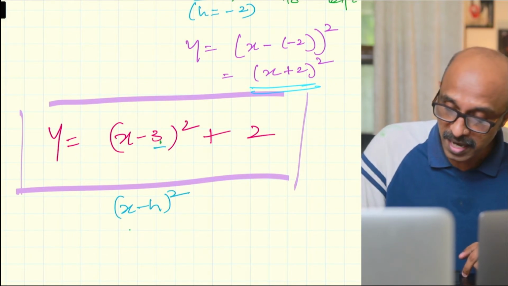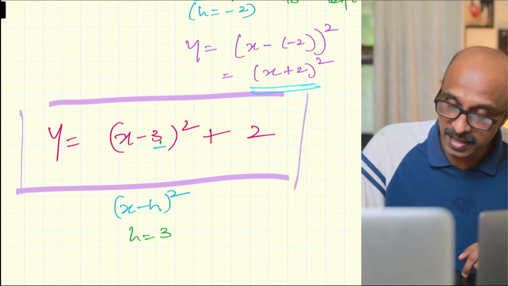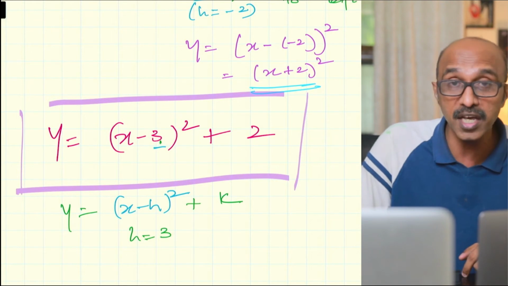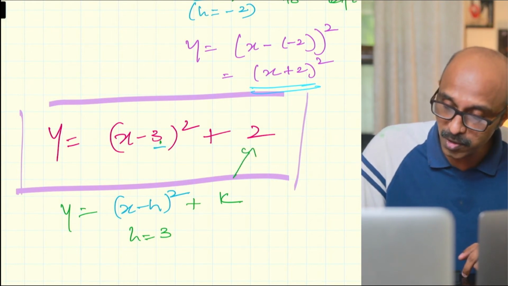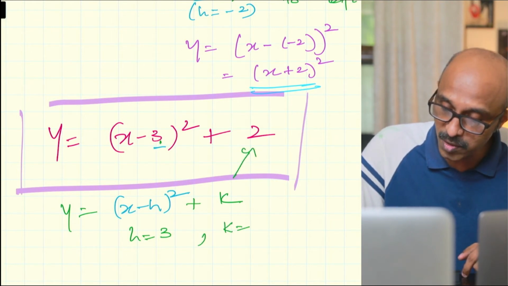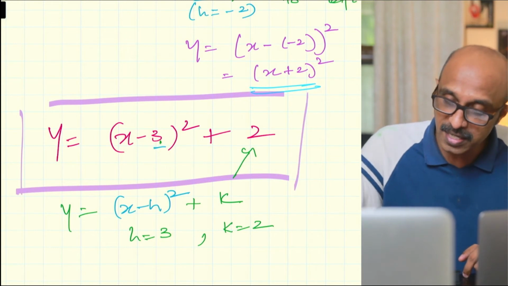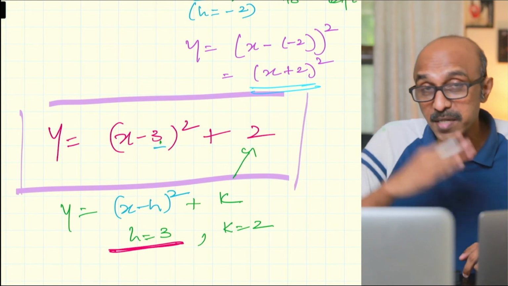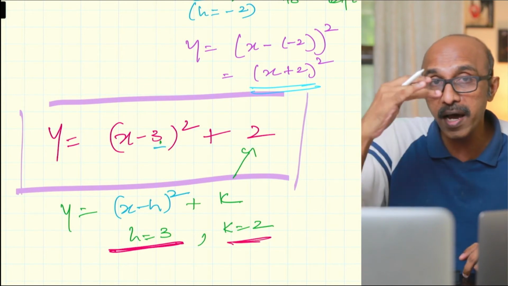So when you compare this, h is 3, and then we have that as k. So our equation is x minus h the whole square plus k. K corresponds to 2, and h corresponds to 3. It means our quadratic x minus 3 the whole square plus 2 must move to the right by 3 units and move up by 2 units.